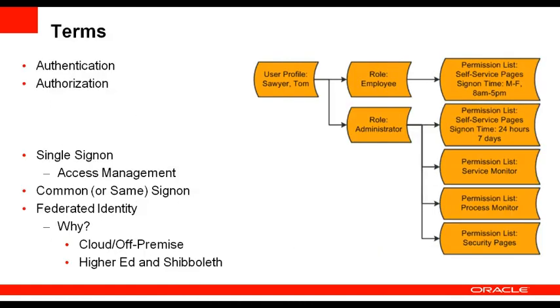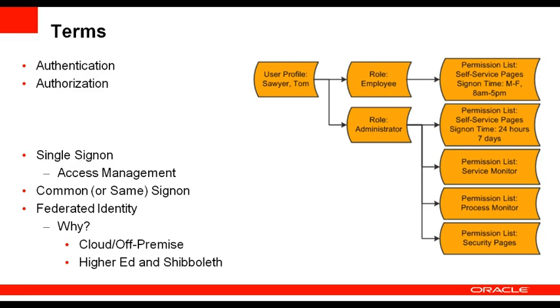So just to get some background definitions in terms of the things that we're going to be talking about. Authentication gives users the right to access the system. Authorization gives users the rights to access data and pages within the system. So there's two very different things there.